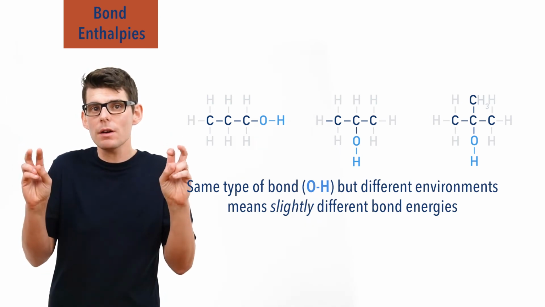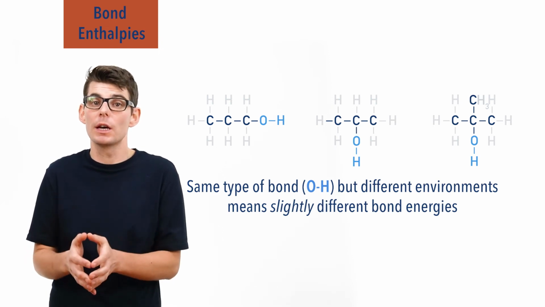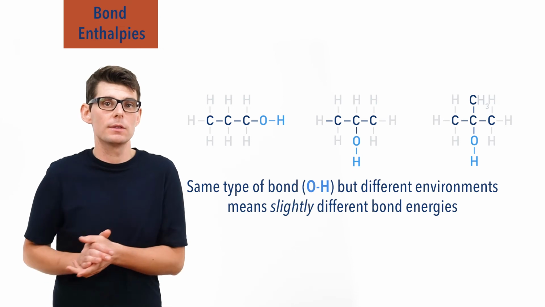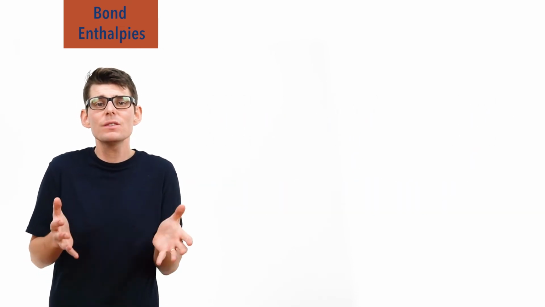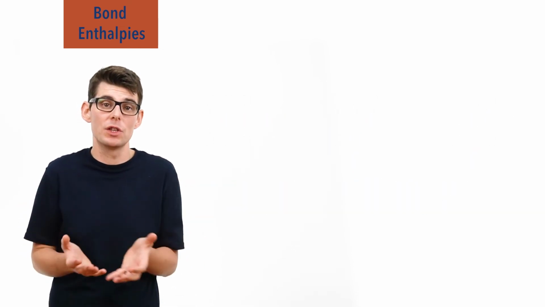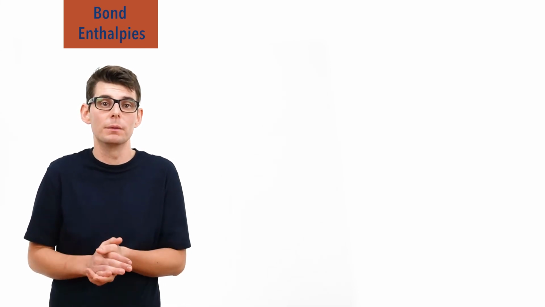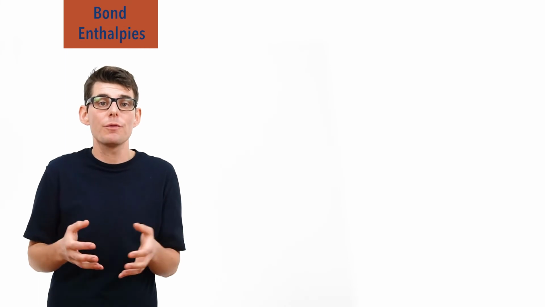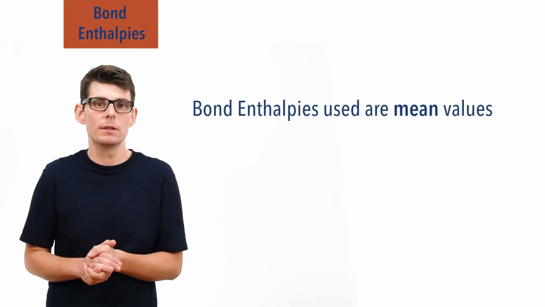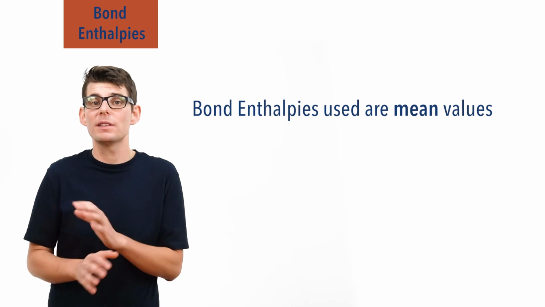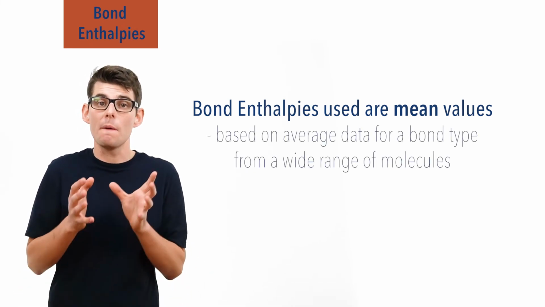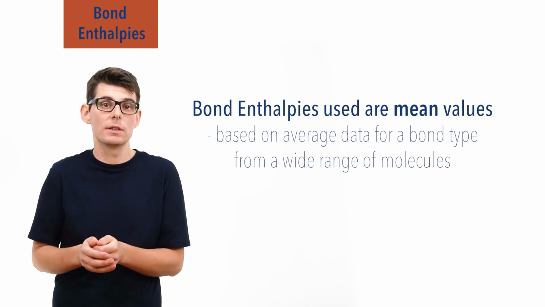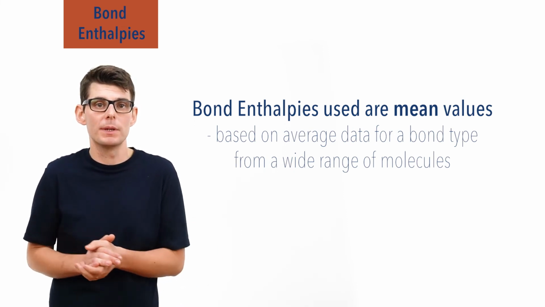If the environments of two identical bond types are different in two molecules, they will have slightly different energies. It isn't realistic to know the exact bond energy for a bond in a specific compound, and this is why the bond enthalpies used in calculations are average or mean bond enthalpies. These values are found by taking a wide range of compounds with the same type of bonding and finding the average value for the bond energies, given in databook bond enthalpies.